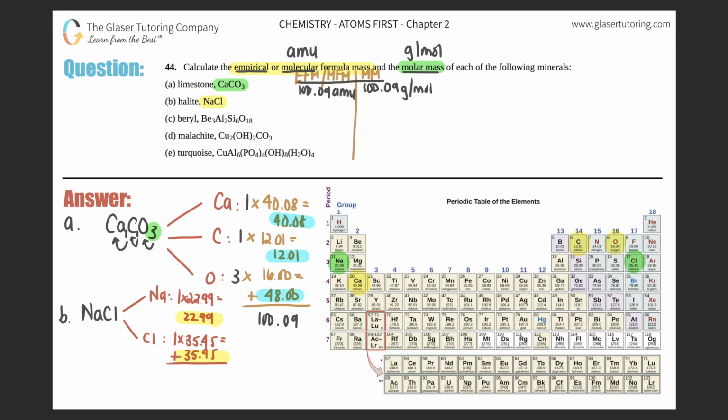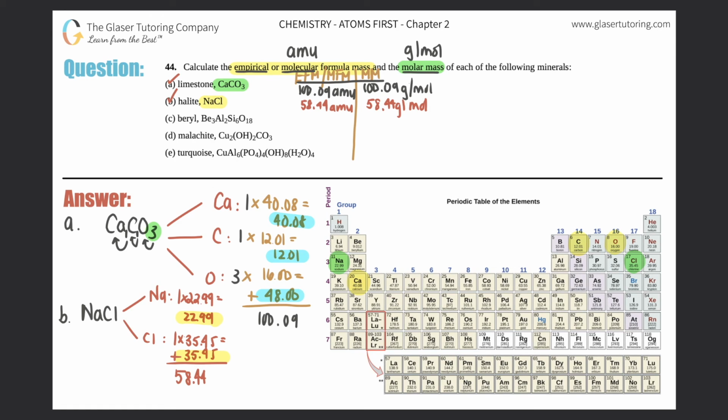So 22.99 plus 35.45, and you get 58.44. So I'll put 58.44 grams per mole on the molar mass side, and it would be 58.44 AMU for the formula mass side. So these two are done.